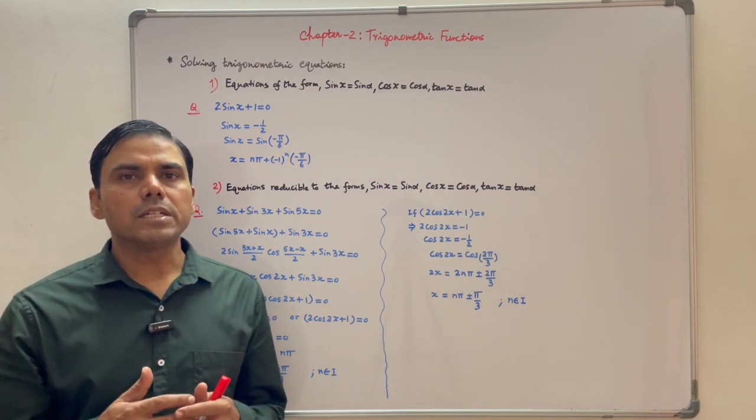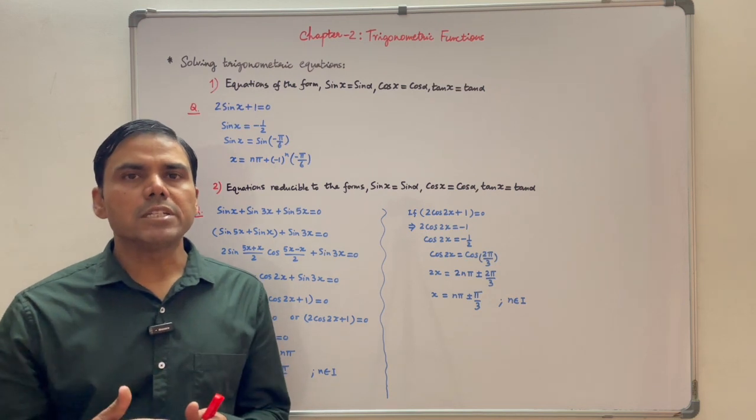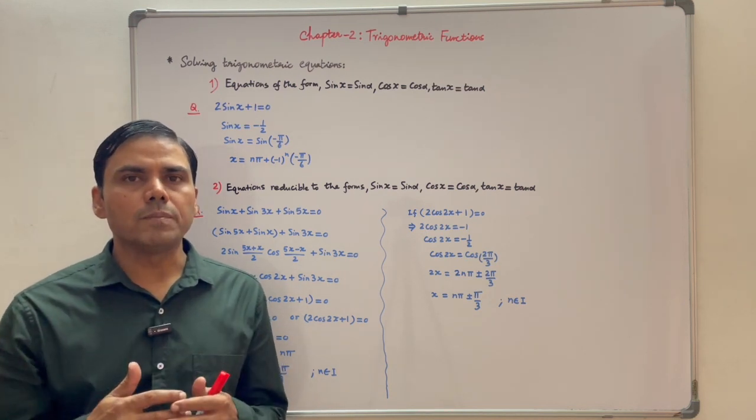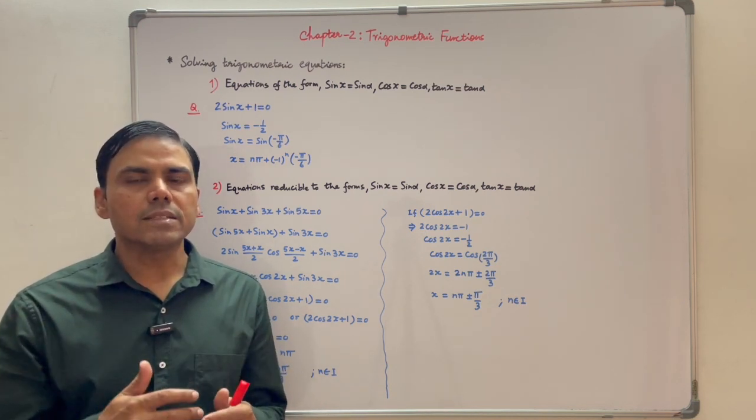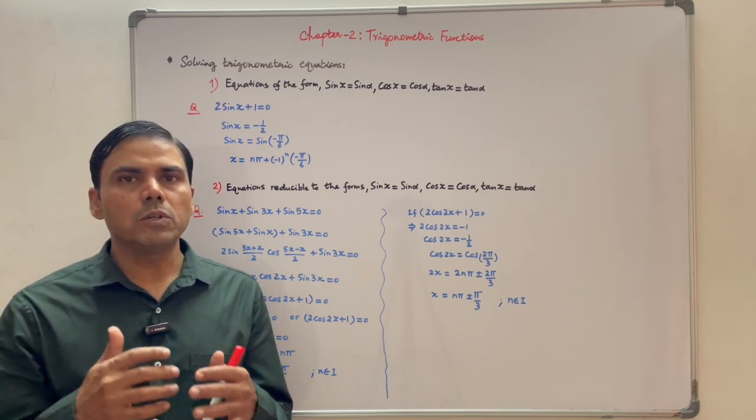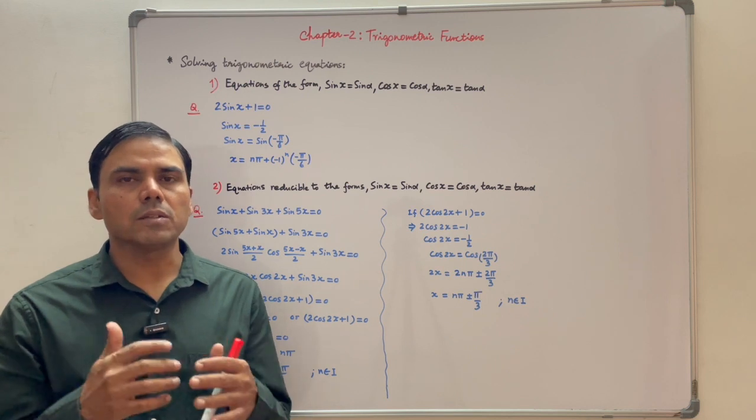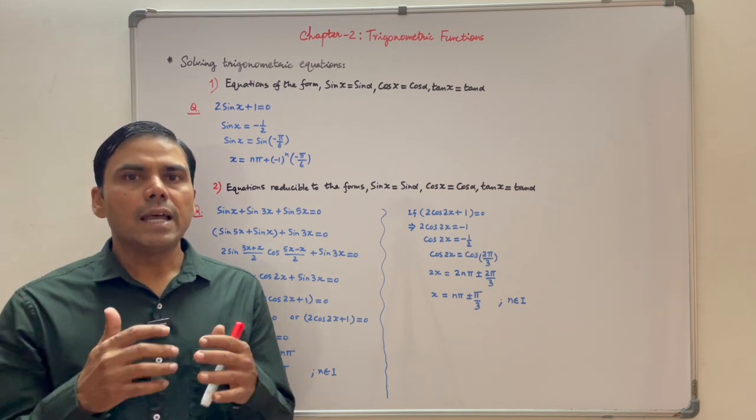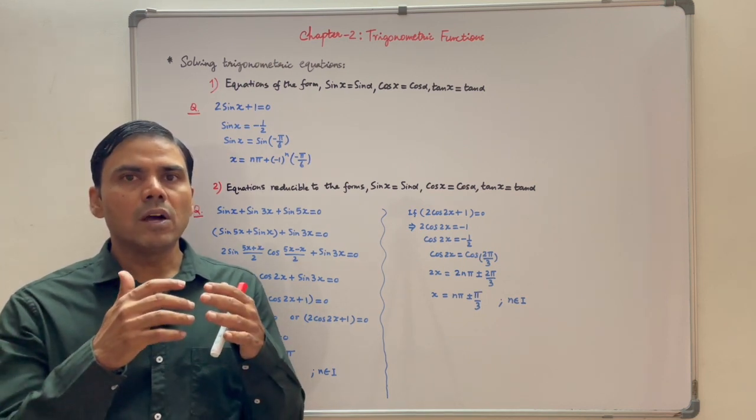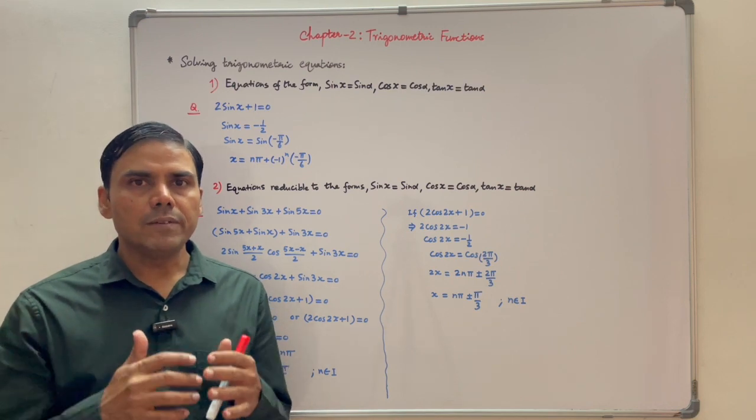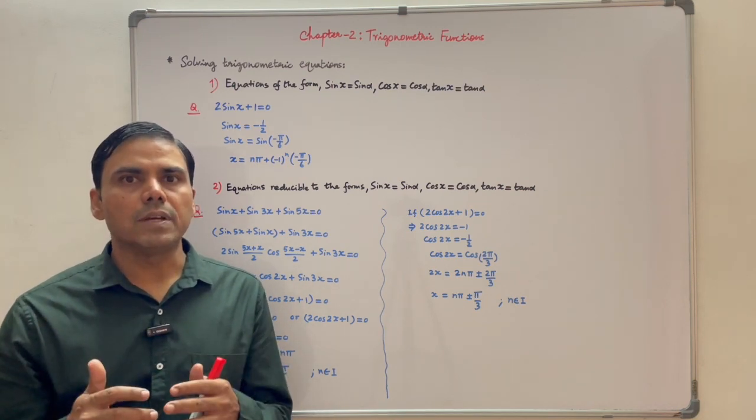The ultimate objective is to reduce the given equation in one of the four forms, and the forms are sin x equal to 0 or sin x equal to 1 or sin x equal to sin alpha or sin square x equal to sin square alpha. And we know the general solutions in all those cases. Similarly for cos x and tan x as well.